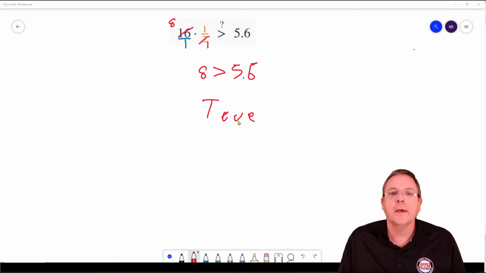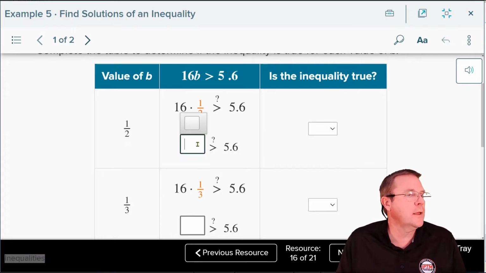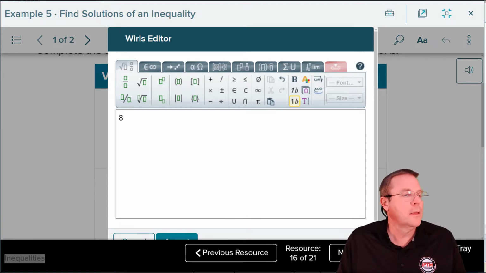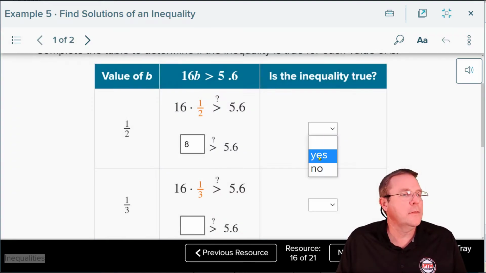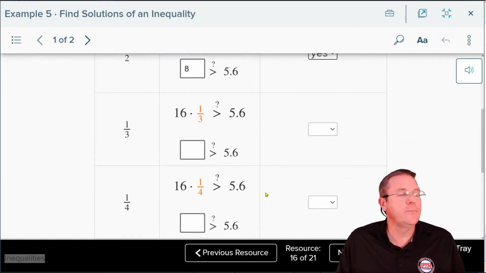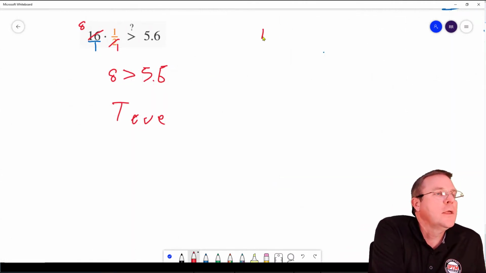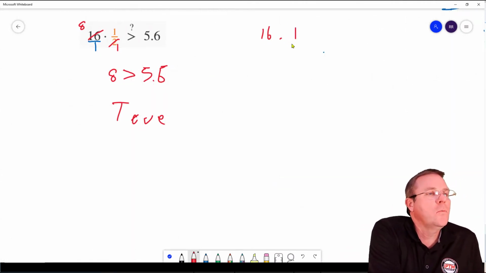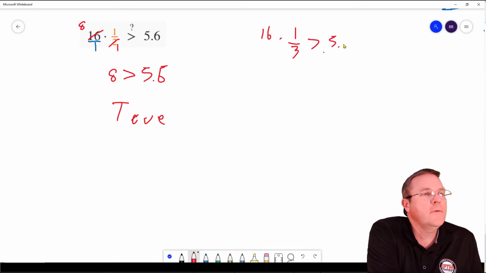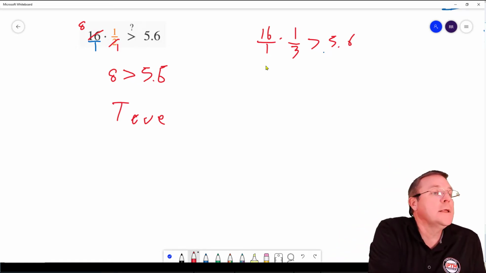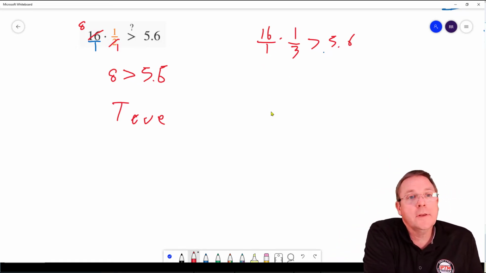So I can jump back over to right here, and I can say that that one is going to end up being the value 8. Hit accept. And yes, it is a true statement. Next one, 16 times 1/3 is greater than 5.6. So we're going to start off here at 16 times 1/3 is greater than 5.6. Make that an improper fraction again. Simplify. Oh, nothing's going to simplify.